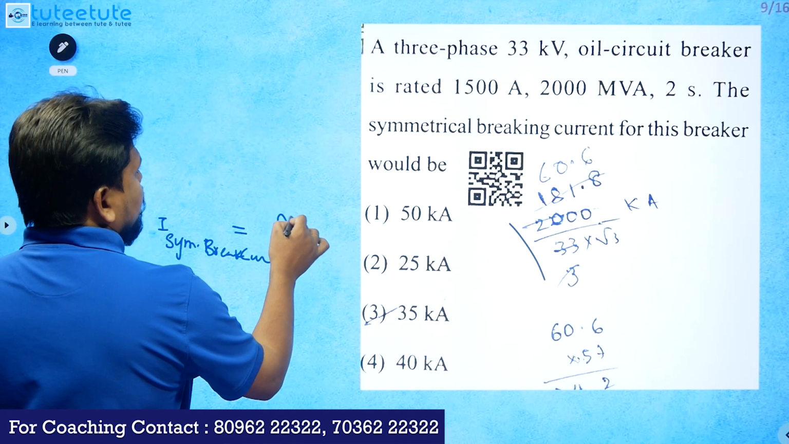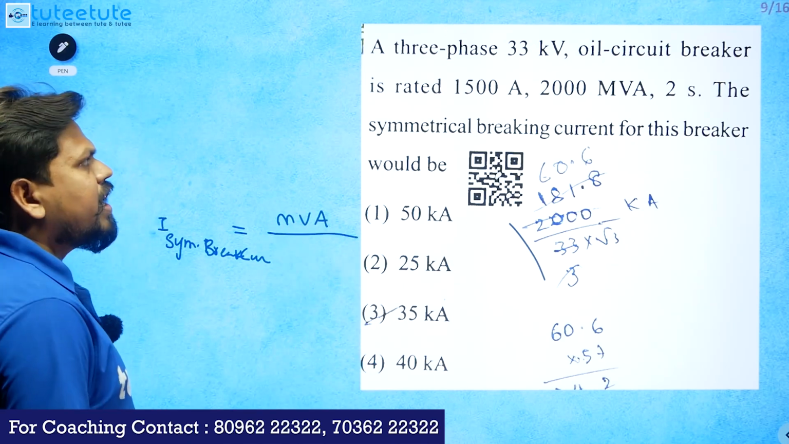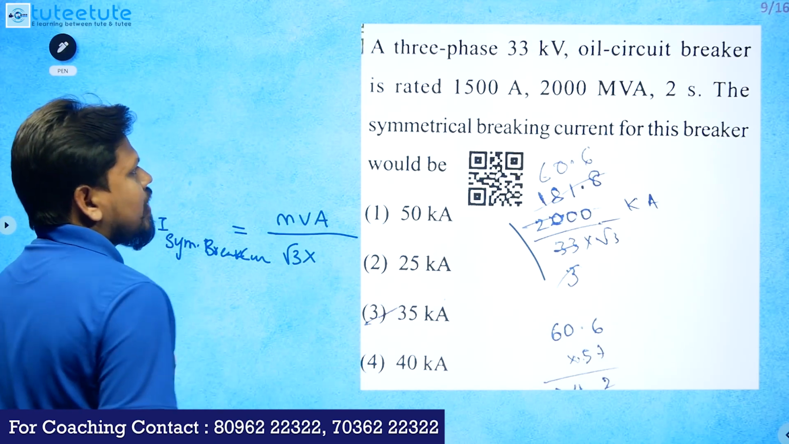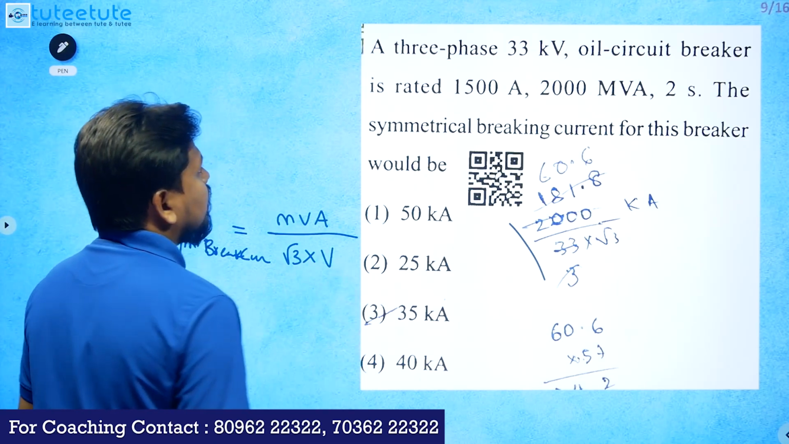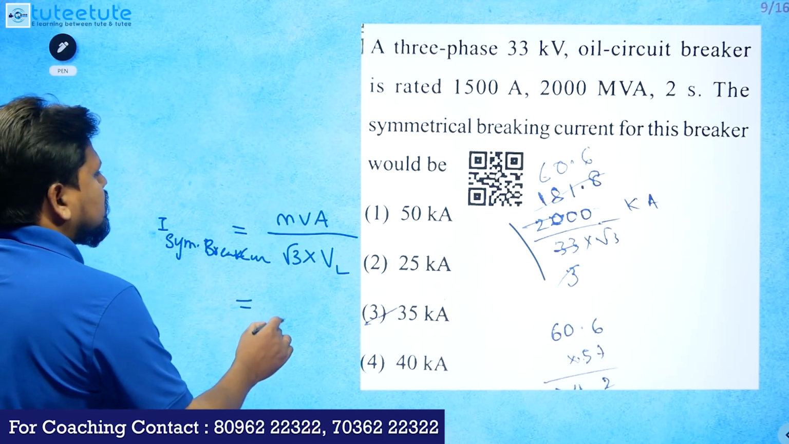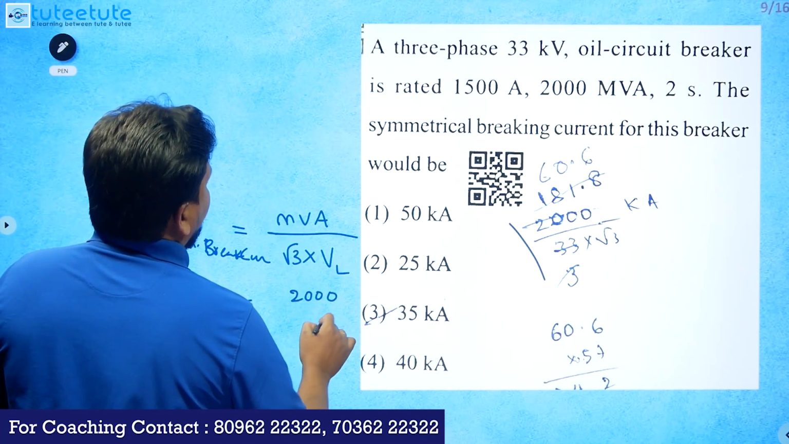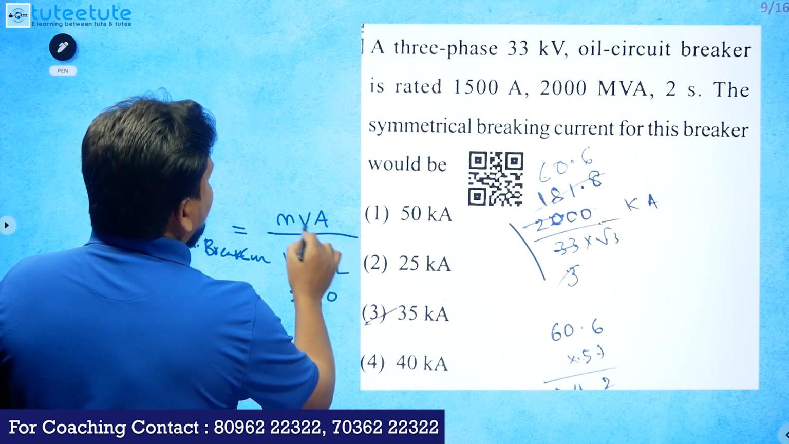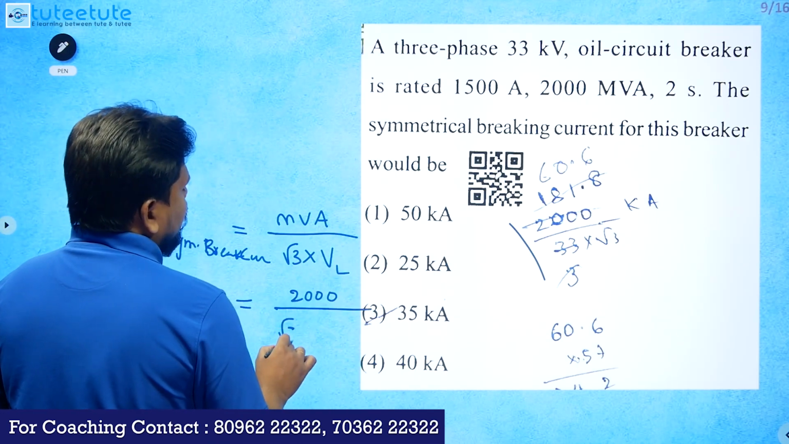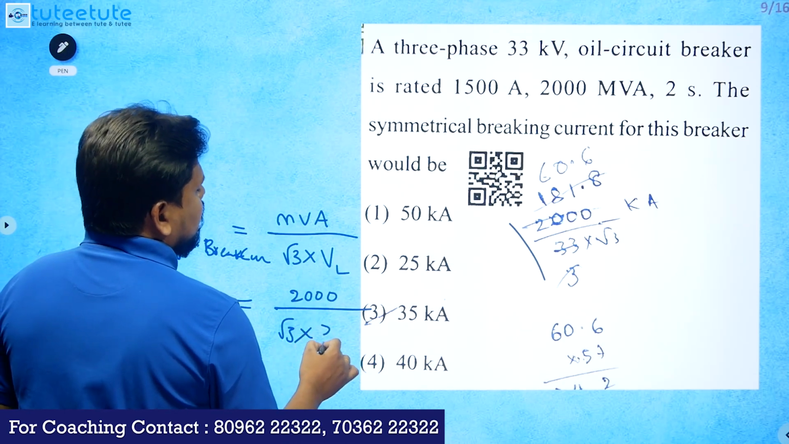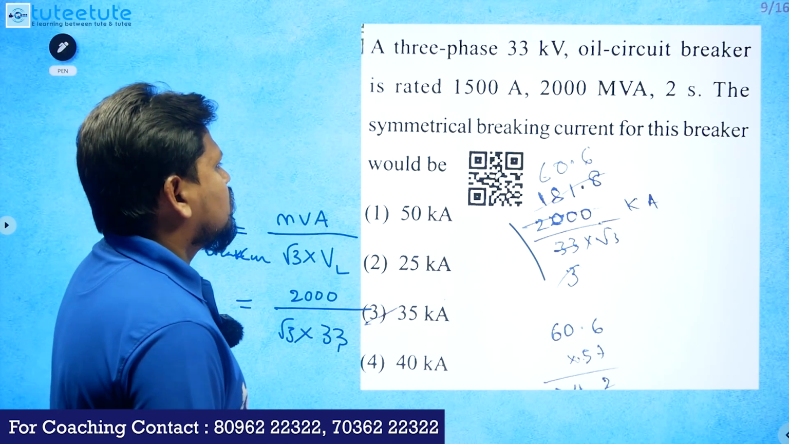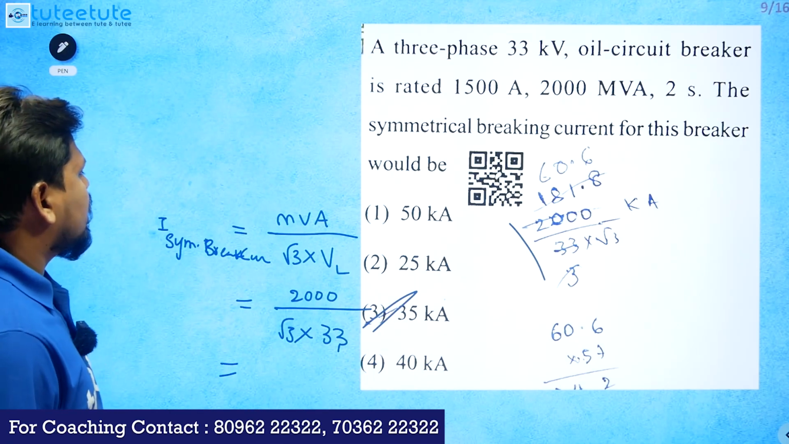So symmetrical breaking current is nothing but the MVA rating of the circuit breaker divided by root 3 into voltage value, okay? What is the voltage they have mentioned? 3-phase 33 kV, that is nothing but a line to line value only, so that only we have to consider. So MVA is 2000 MVA, in terms of kilo, because it is M and the voltage generally will be in kilo. So 2000 MVA divided by root 3 into VL value, 33, they have mentioned. If you solve this one, in terms of kilo, we'll get 35 kilo amperes, okay?